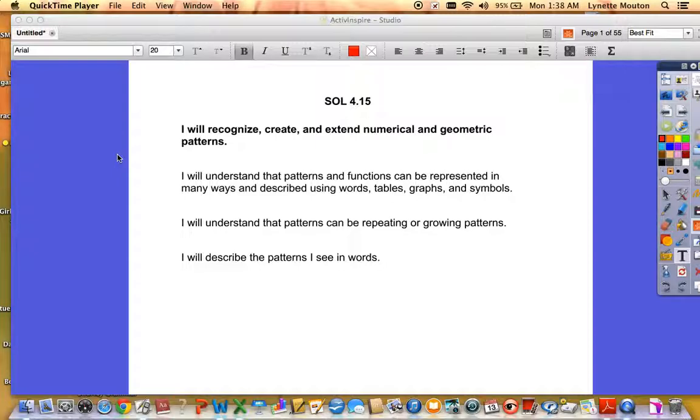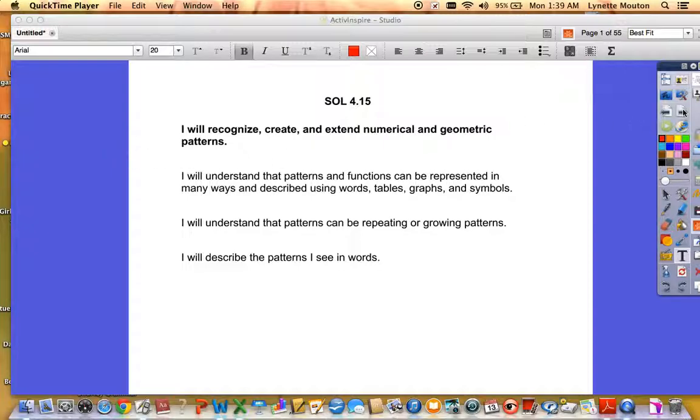They can use operations. I will understand that patterns can be repeating, meaning that the pattern unit basically repeats itself. It does the same thing over and over again, or a growing pattern. But remember that those growing patterns don't have to always go in the positive and become bigger. They can also go in the negative direction and become smaller. And I will describe the patterns I see in words.